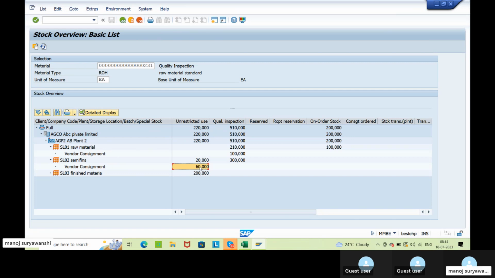That is what is called as withdrawal from consignment stock to own stock. So we will do this. Now let me copy this material. Let's go to MIGO.